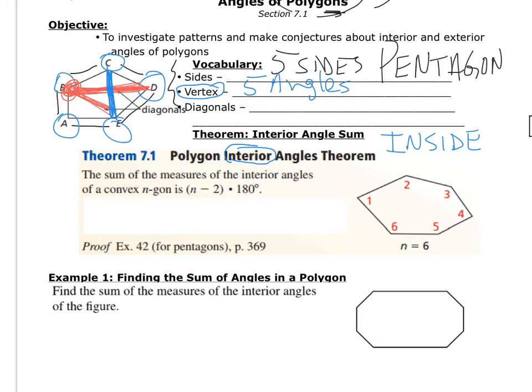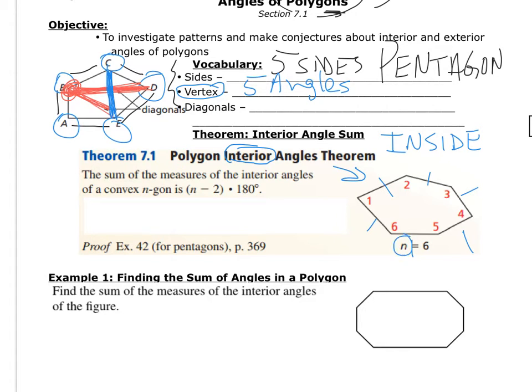So the polygon interior angle theorem, this is what it says. I'll read it right here. You can read along with me. The sum, what does sum mean? That's right, to add. The sum of the measures of the interior angles of a convex n-gon is n minus 2 times 180. Well, I need you to point out something: you have this polygon right here to the right. Let's look at the total number of sides. 1, 2, 3, 4, 5, 6. It has 6 sides.